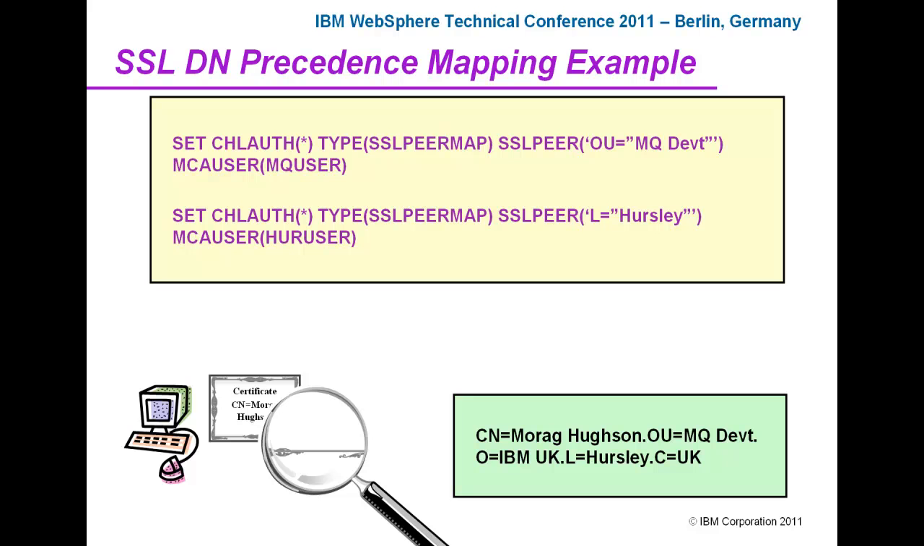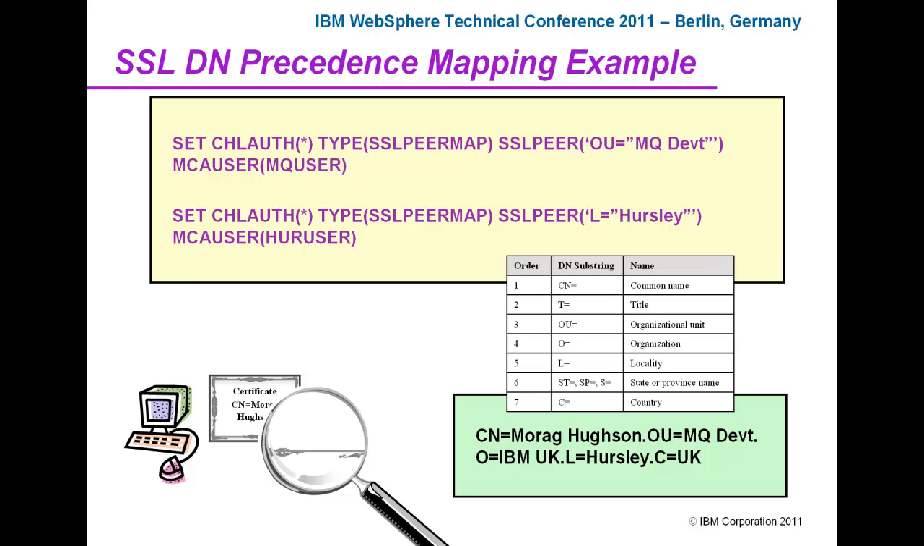I like to think of this as, well, there are many different organizational units in Hursley. There's MQ development, there's CICS development, there's the Java Technology Center, and so on. So the organizational unit is clearly more specific than the location. And that's indeed what we have. We have to find a precedence order like this, and organizational unit is more specific, so I will get MQ user as the MCA user to use.